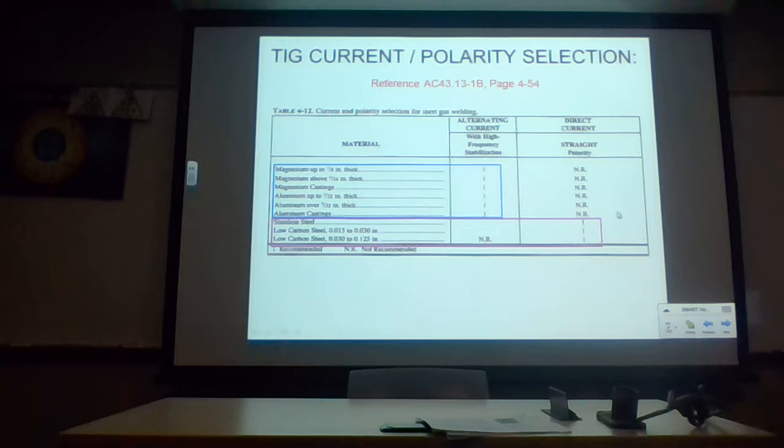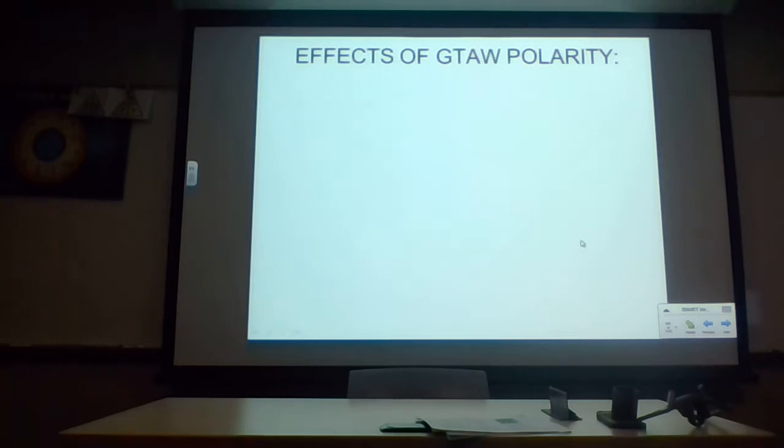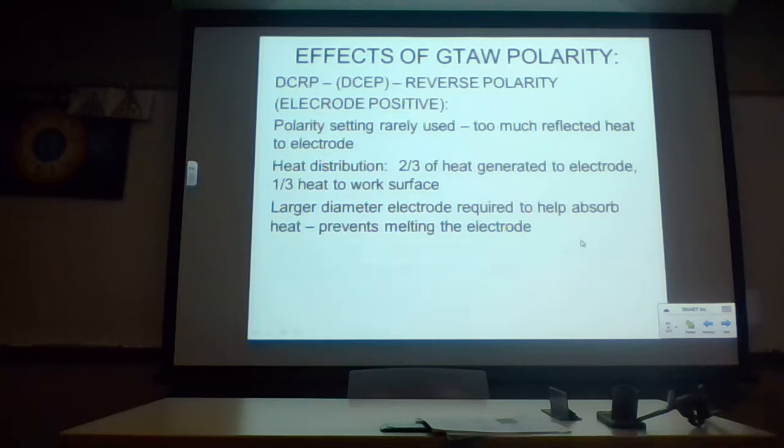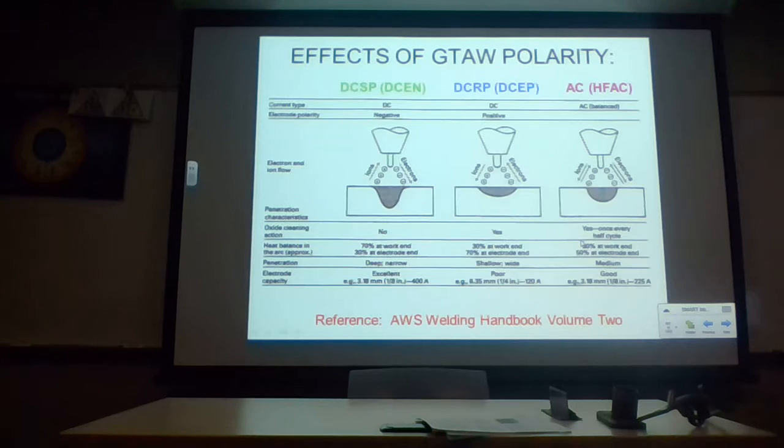For some stainless steel, low carbon steels, sometimes they set up for straight polarity. Again, reverse polarity, you can see here, not so good. Very seldom is this recommended for welding and TIG welding. You just don't do it. Not good.